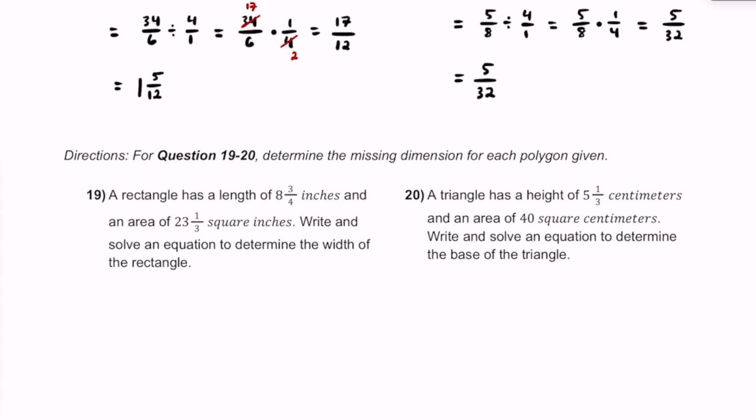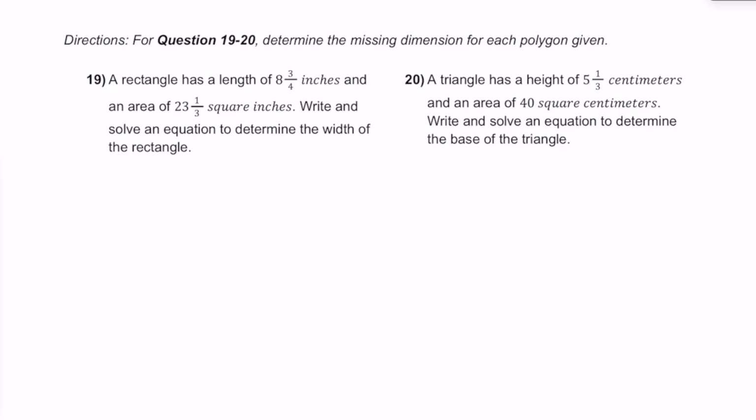All right, last two problems here. We have 19 and 20. We're going to determine the missing dimension for each polygon given here. So for number 19, we have a rectangle. It has a length of 8 3/4 inches and an area of 23 1/3 square inches. We're going to write and solve an equation to determine the width of this rectangle.